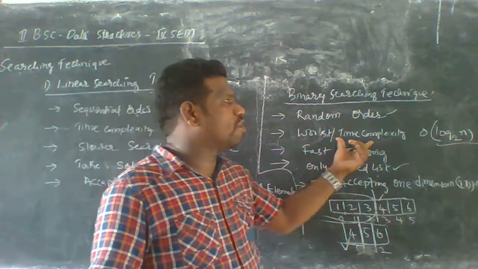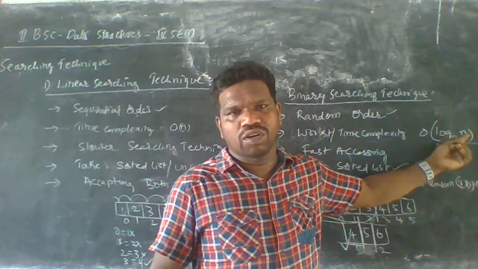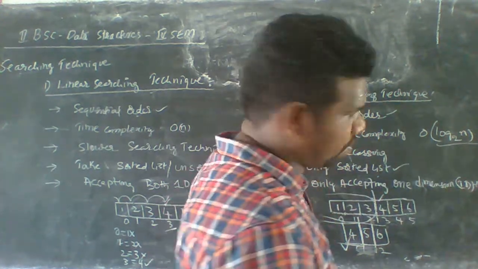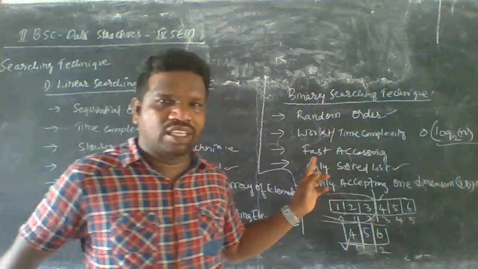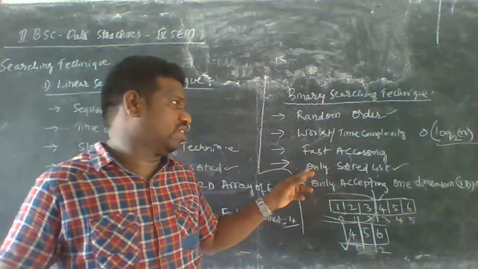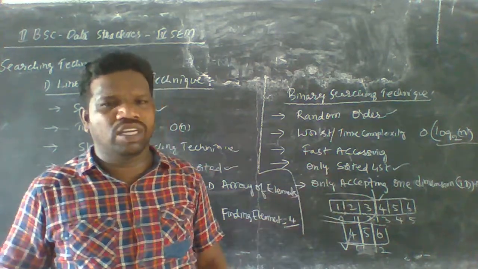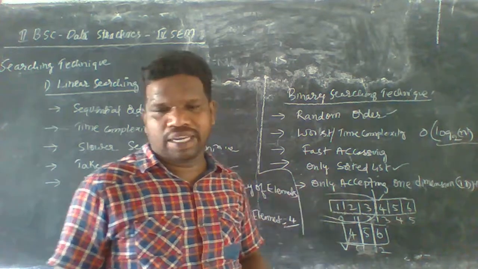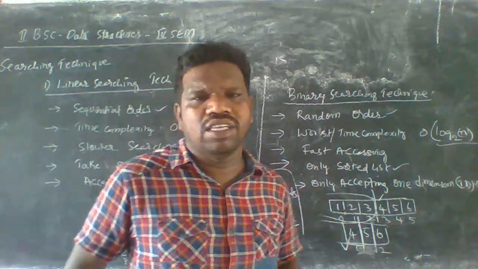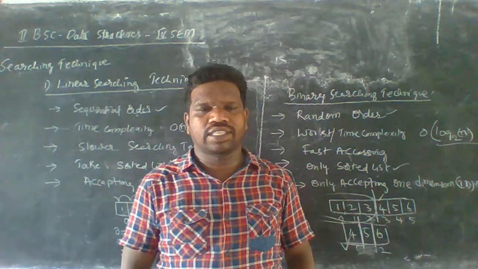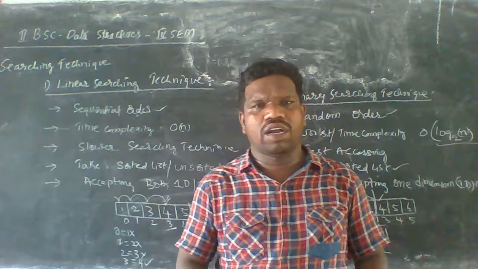The worst case time complexity will be O(log n) with base 2. This is the worst case of the time complexity, and this is a faster access technique compared with the linear searching technique. It accepts only a sorted list, and only one dimensional arrays, not two dimensional arrays. So this is the class of the binary searching techniques, and this is the class of the linear searching techniques. This is our syllabus of data structures. If you have any doubts about the entire data structures, please ask me.